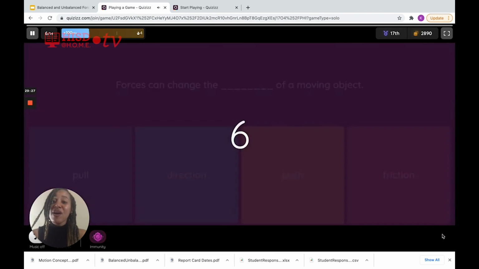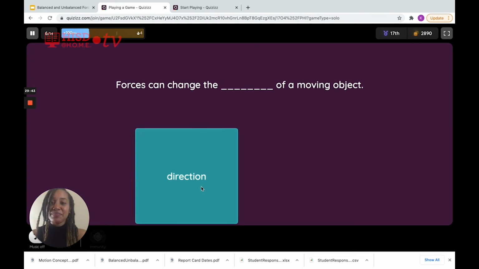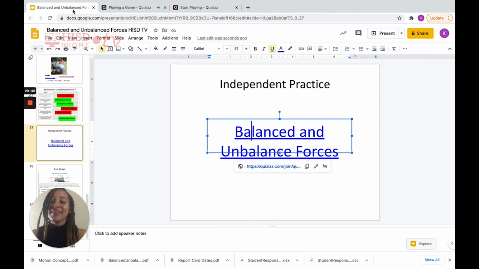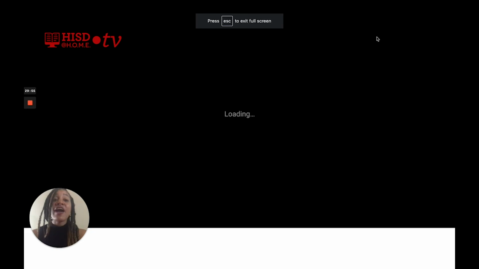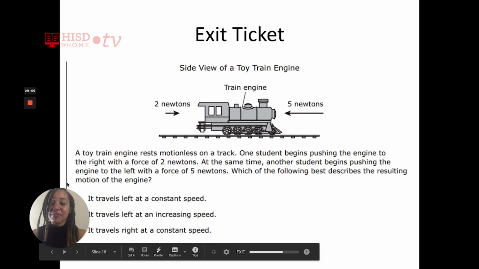And we'll do one more. Forces can change the blank of a moving object. So what can a force change about an object? Yes, a force can change an object's direction. Very good. So let's move on and end today's session with our exit ticket.